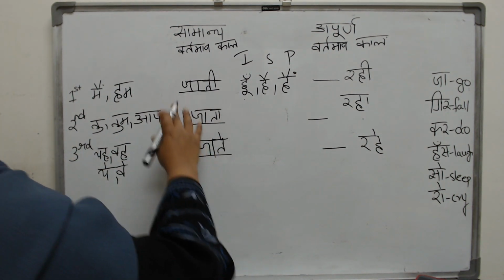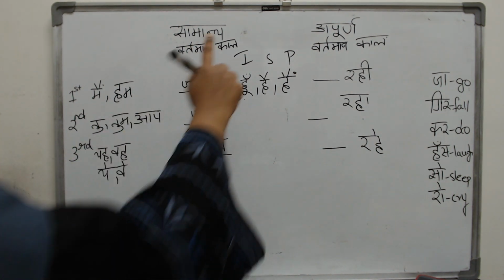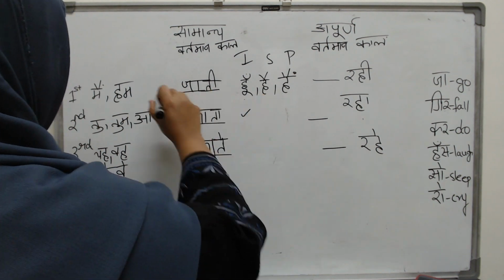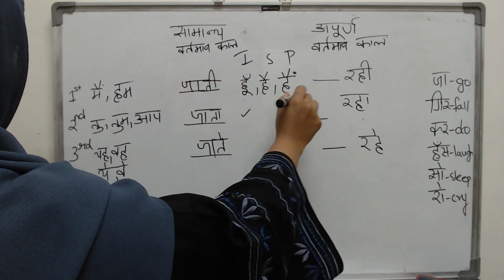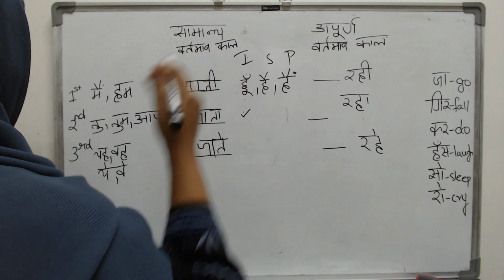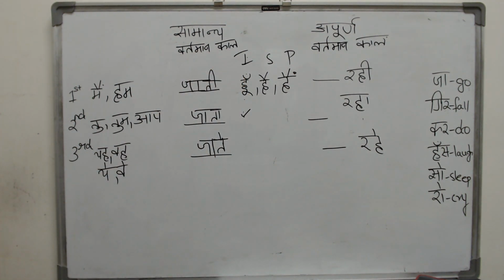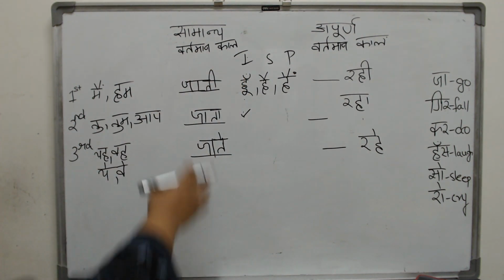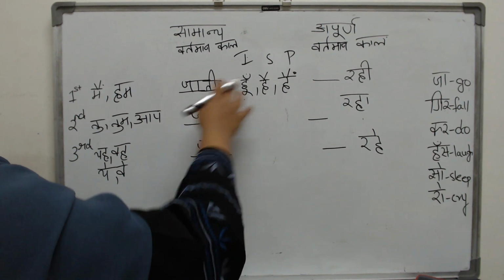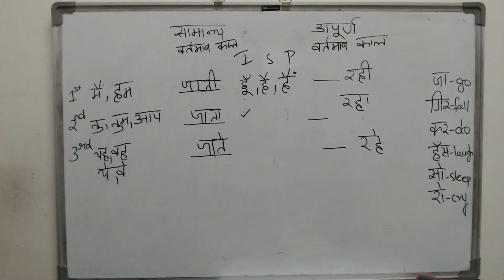Now, who all fall in the jata group? The I form male. Female is completely covered in this. The I form in the male. When I am a male and I say I go, I will say jata hoon, girta hoon, karta hoon. And next is what?